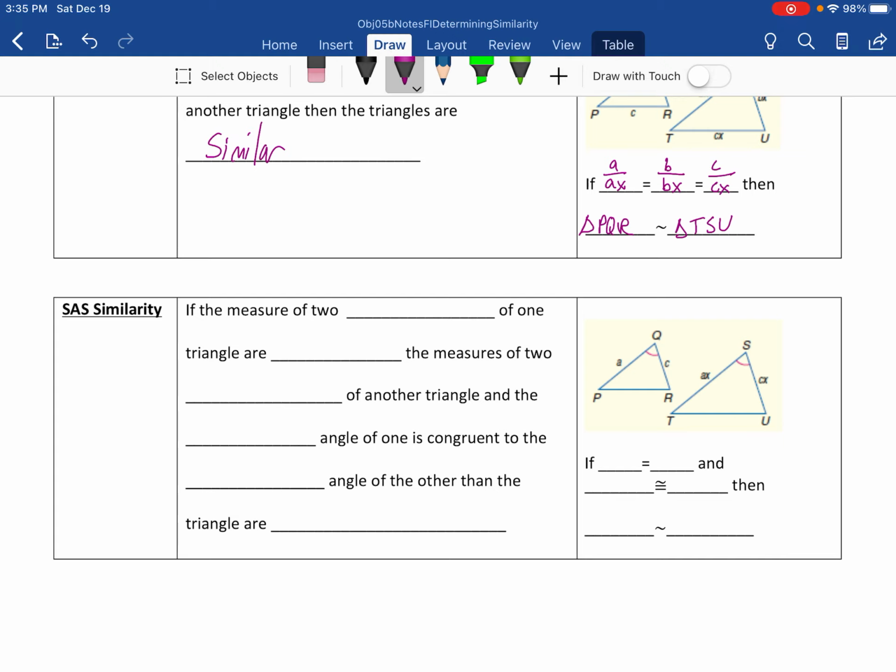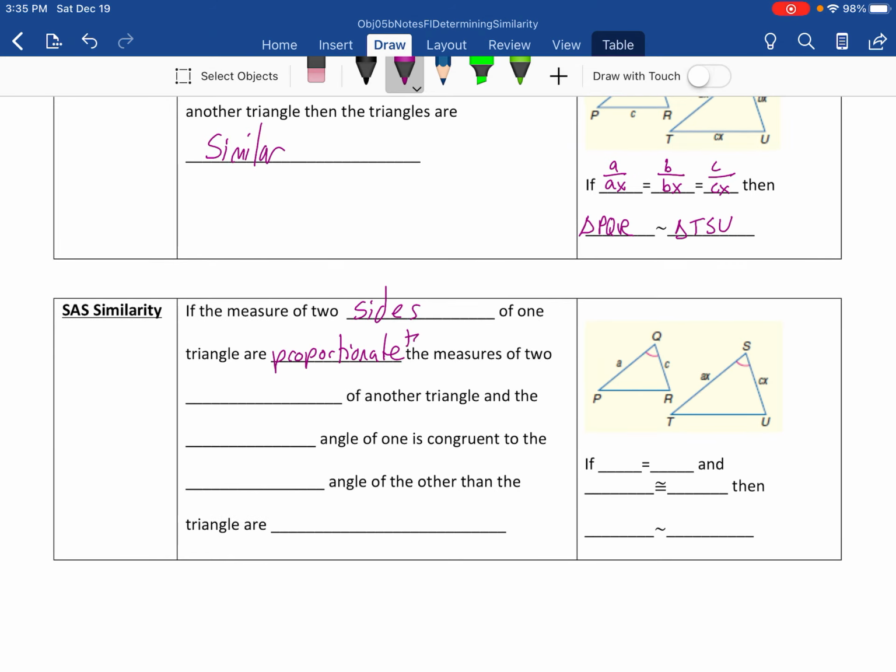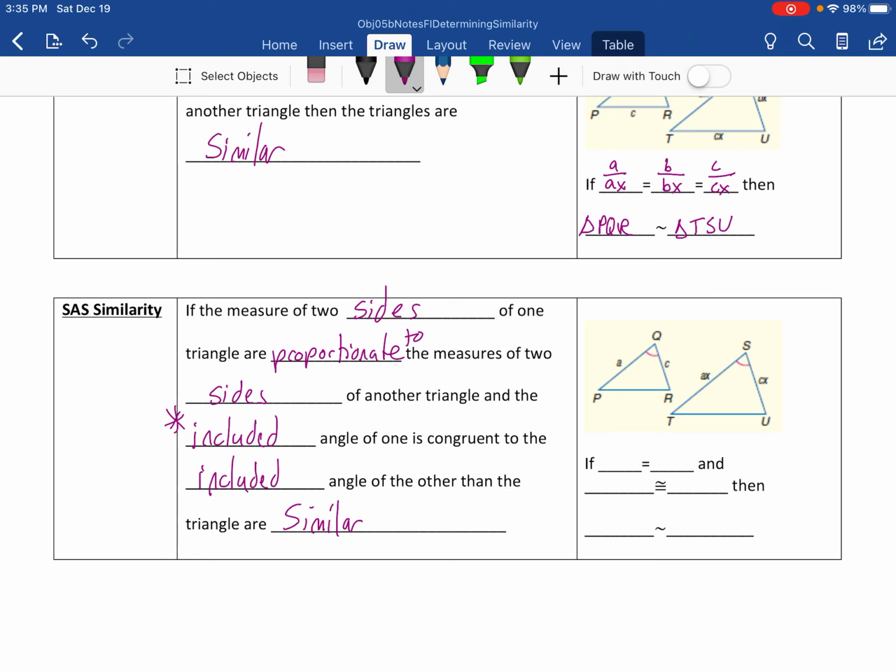The last way to prove similarity is actually side-angle-side with an included angle. So if the measures of 2 sides of one triangle are proportionate to the measures of 2 sides of another triangle, and the angle, which has to be the included angle, of one is congruent to the included angle of the other, then the triangles are similar.